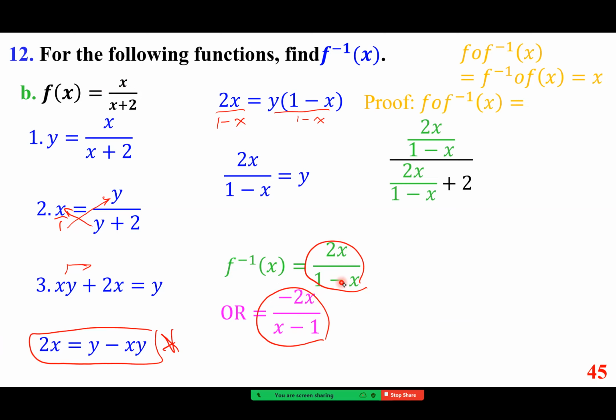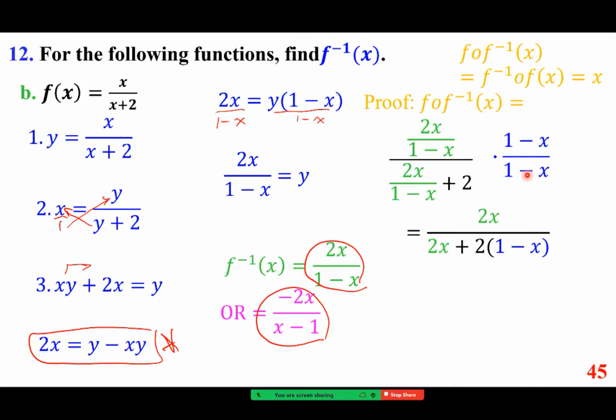And we want to see if we end up with x. We are dealing with a complex fraction. To simplify it, we multiply the top and the bottom by the LCD, which is 1 minus x. So if we multiply this one by 1 minus x, it gives us 2x. If I multiply this fraction, it also gives us 2x, and then plus 2 times 1 minus x.